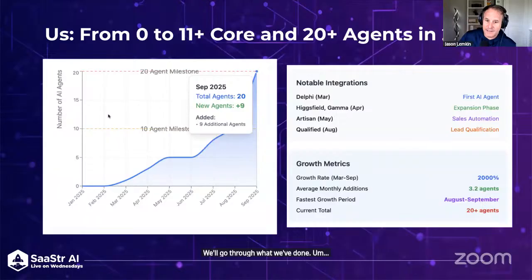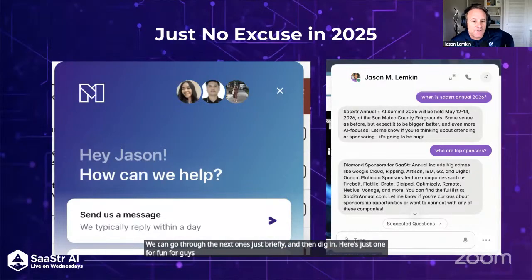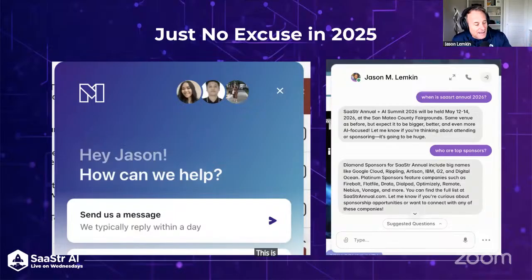And maybe let's see, Amelia, we can go through the next ones just briefly and then dig in. Here's just one for fun for you guys. I just did the one of our timeline, nothing to 20 and 9 months. This is, I mean, this is night and day.